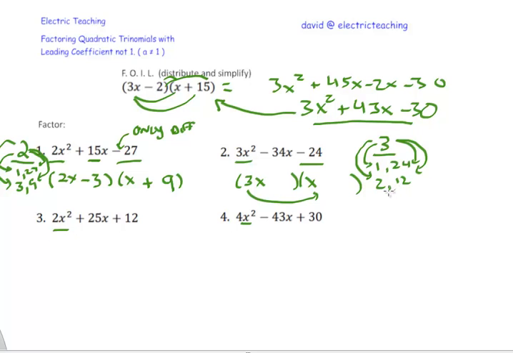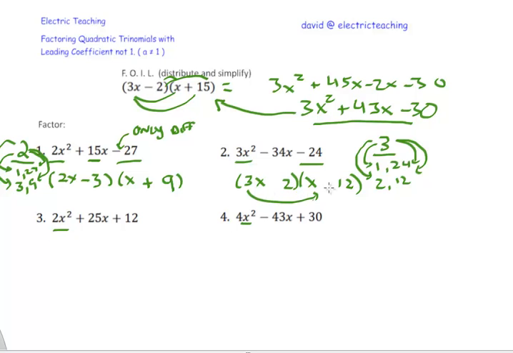A difference with minus 2 would have a difference of 34. We found it. The 3 needs to get multiplied to the 12. So the 3 needs to get multiplied to the 12, which means 12 goes there, 2 goes here. What's the plus-minus situation? Figure that out last.